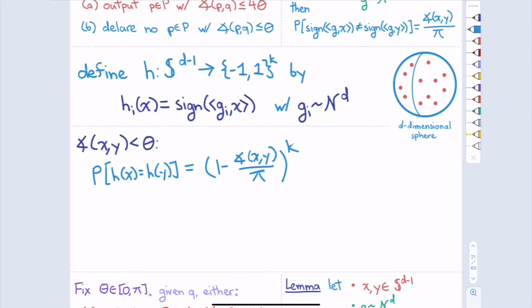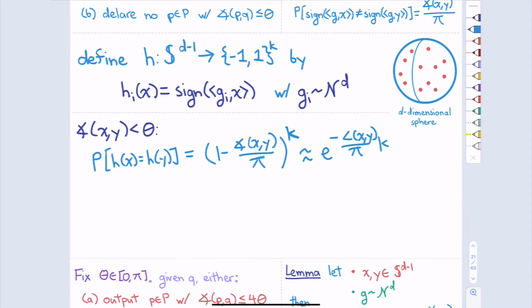And, okay, so this is roughly, for small theta, e to the minus the angle between them over pi times k. Okay, fine. Let's leave that there.